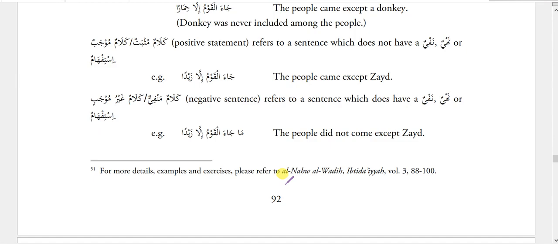So generally kalamun muthbatun and kalamun mujabun are those types of sentences which do not have huruf istifham, I mean there is no question asked with that sentence, or there is no denial of information with that sentence, or there is no command for prohibition from committing anything. So a sentence which is very simple is called kalamun muthbatun, which is completely clear from questions or denial or commands. Like ja'a al-qawmu illa Zaidan, the people came except Zaid. Here there is no question mark, there is no denial, there is nothing.